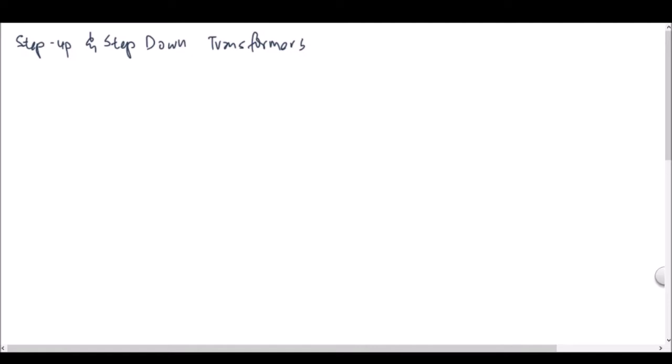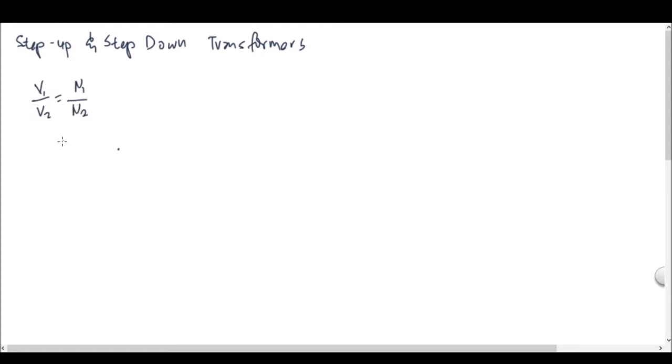Okay, so let's continue. Step up and step down transformers. For example, we have here the turns ratio, or the voltage ratio of our transformer. So we have V1 over V2 is equal to N1 over N2.